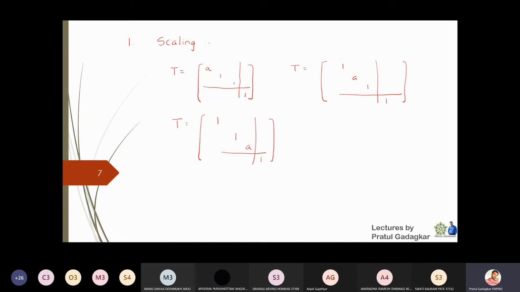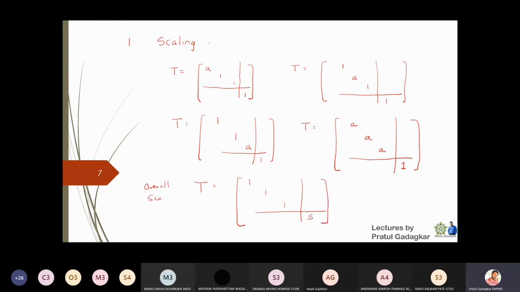If I want uniform scaling, that is, scaling uniform in all the axes, I'm going to write it as a, a, a and 1 here. If I want overall scaling, I will write it as 1, 1, 1 and s. This is called overall scaling of an object.